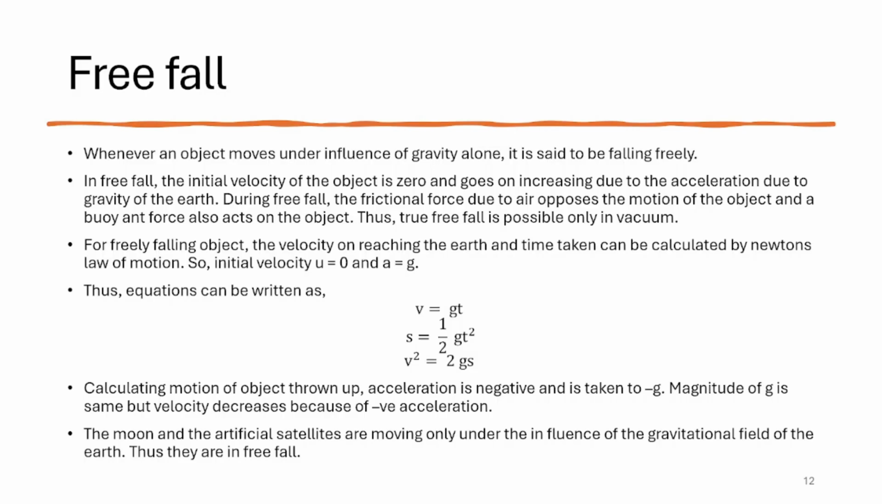So for a freely falling object, the velocity on reaching the Earth and the time taken to reach the Earth can be calculated by Newton's laws of motion. As we know, the initial velocity is zero, and acceleration is substituted with acceleration due to gravity. So all equations will become v = gt, s = 1/2 gt², v² = 2gs. Now for calculating the motion of an object thrown up, the acceleration is taken negative. It is taken as minus g. The magnitude of g will be the same, but the velocity is decreasing because of the negative acceleration.